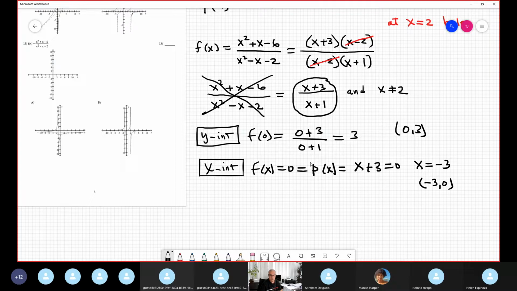Okay. Now the vertical asymptote, the next step is easy. It's q of x equals 0. I did it before. Well, yes, I did, but okay, it's x plus 1 equals 0. Therefore, x is -1. This is the vertical asymptote.